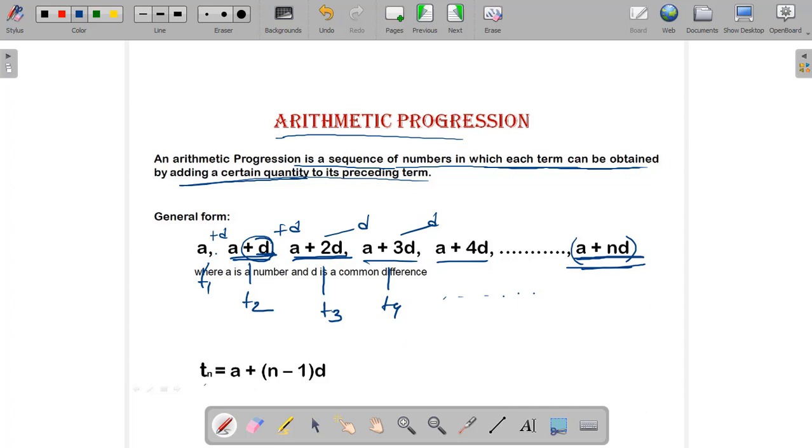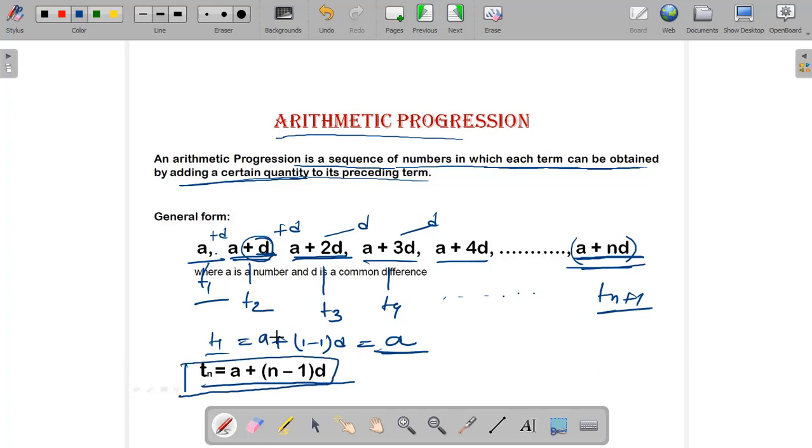Nth term of the series will be tn equal to a plus n minus 1 into d. Do you see? Because the first term, that is t1, represents only a. So if we take 1 instead of n, t1 is a plus 1 minus 1 into d, that represents only a, because 1 minus 1 is 0, and 0 into d is 0. So we get only a. So the first term is only a. So this is the nth term of an arithmetic progression, or AP. This is actually the general term of an arithmetic progression.